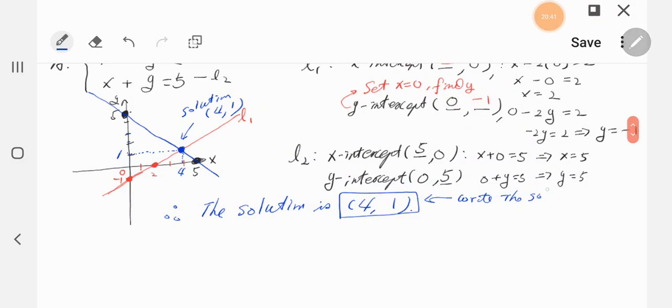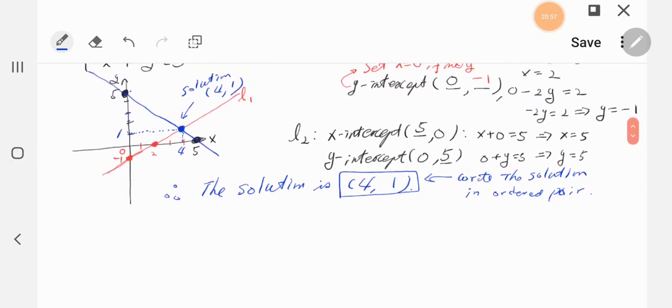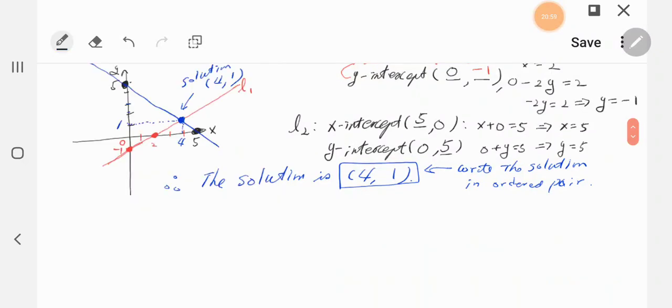Write the solution in order pair. We usually write it in order pair, so x comes first and then y comes later. So the input x comes first. Okay, let's try letter B. Letter B is still same.